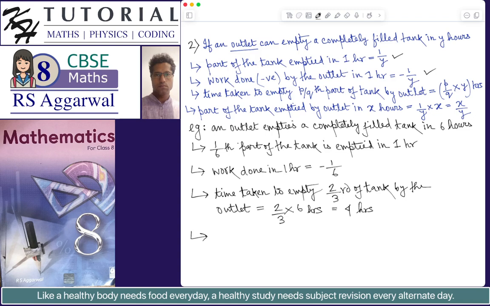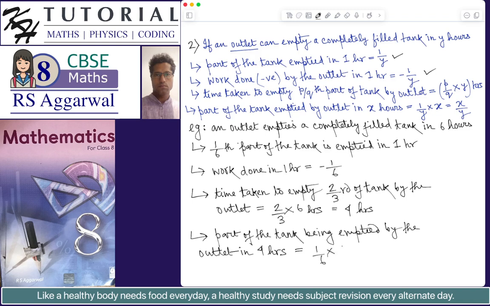the part of the tank being emptied by the outlet in, let's say, 4 hours will be equal to 1 by 6 multiplied by 4, which is equal to 2 by 3.